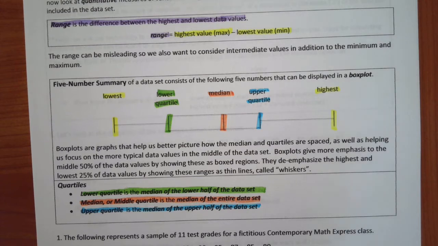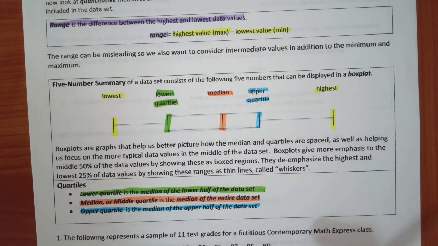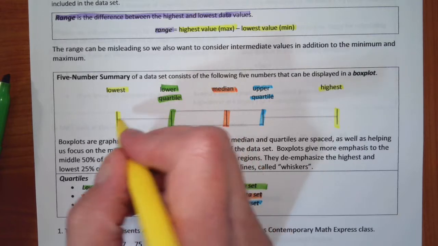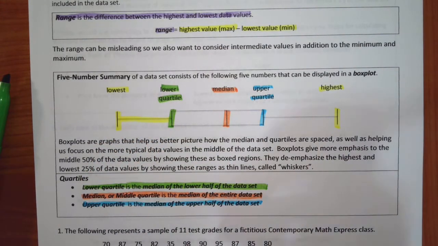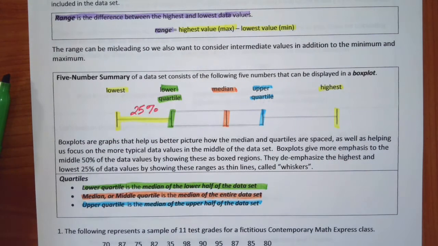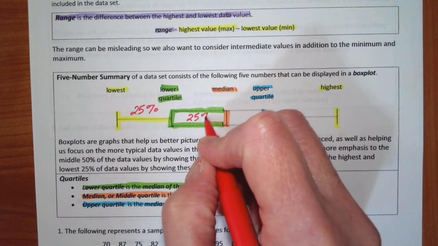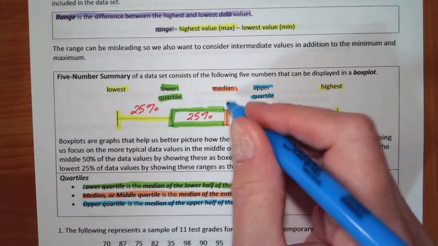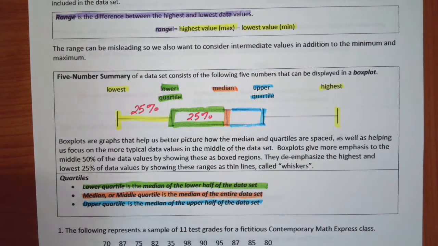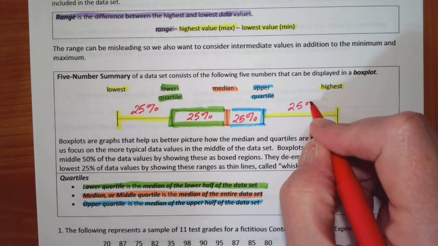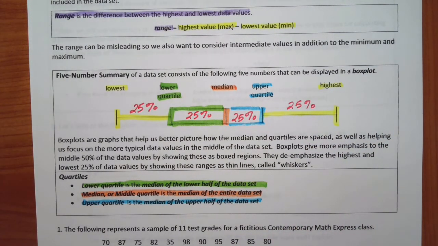But here's what we do with this now. Now that we have these 5 values, we create what is called a box plot, which is also called a box and whiskers. Okay. And what we will do for that is, once we have these data values, between the lowest and the lower quartile, there is 25% of the data. Between the lower quartile and the median, there is another 25% of the data. Between the median and the upper quartile, we have another 25% of the data points. And finally, between the upper quartile and the highest, there's another 25% of the data values. And that is the number of values, not anything about what their value is.